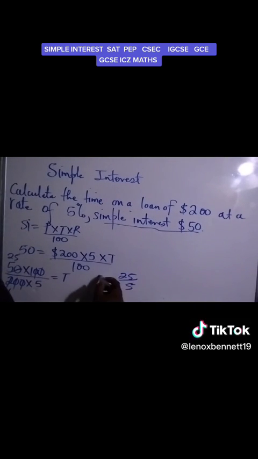So it's 25 divided by 5, which works out to 5 years.